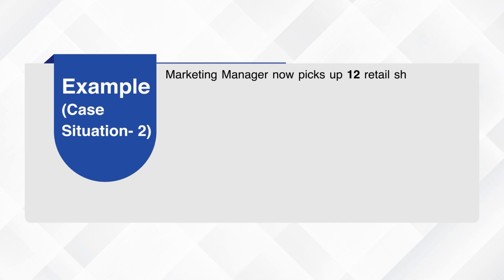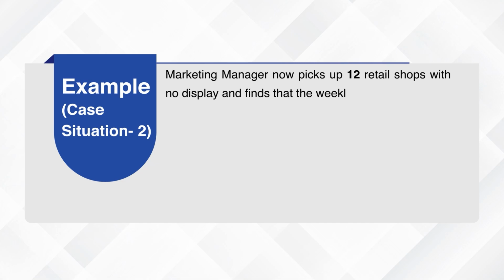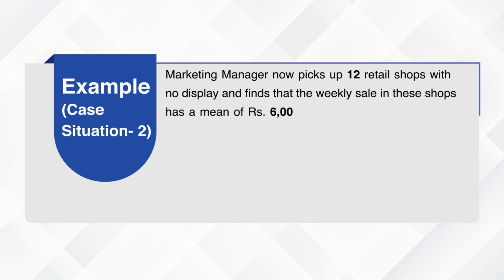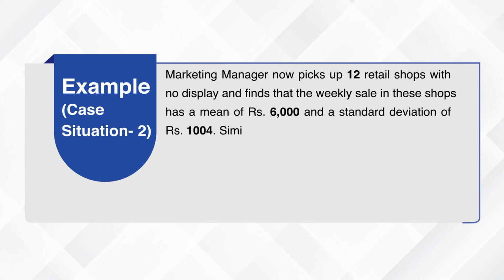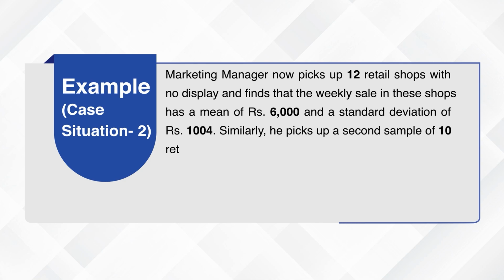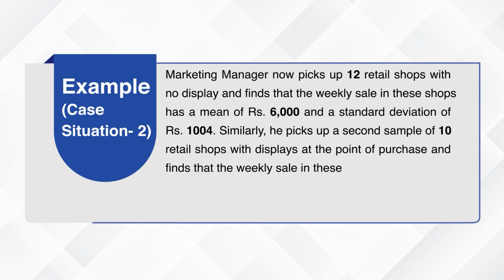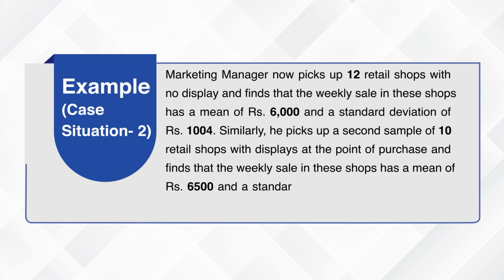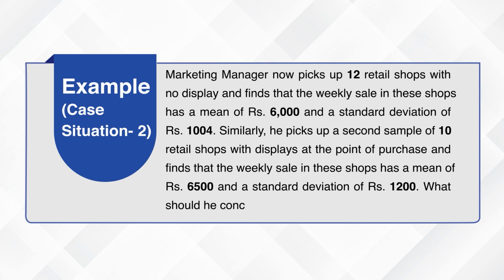So now let us discuss the same example of the decision problem faced by the marketing manager with a smaller sample size, where he wants to know if the point of purchase display helps in increasing sales. Now he picks up 12 retail shops with no displays and finds that the weekly sales in these shops has a mean of rupees 6,000 and a standard deviation of rupees 1,004. Similarly, he picks up a second sample of 10 retail shops with displays at the point of purchase and finds that the weekly sales in these shops has a mean of rupees 6,500 and a standard deviation of rupees 1,200. What should he conclude at a significance level of 5%?